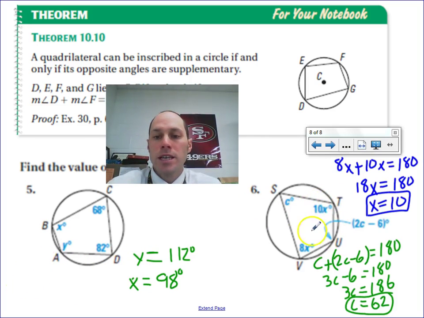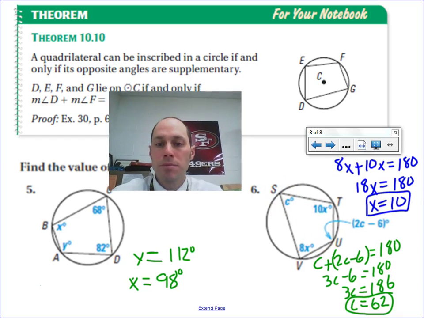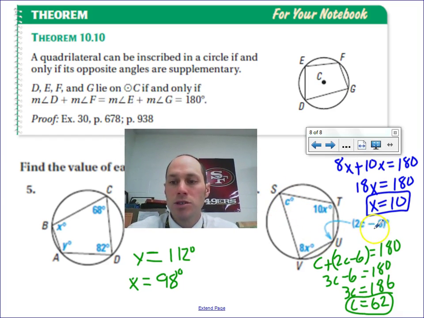All right, so angle T and V, opposite angles, so they're supplementary. So 8x plus 10x is 180, which means x would be 10. And S and U are opposite angles, so they would be supplementary as well. So C plus 2C minus 6 would equal 180. And then C would be 62.